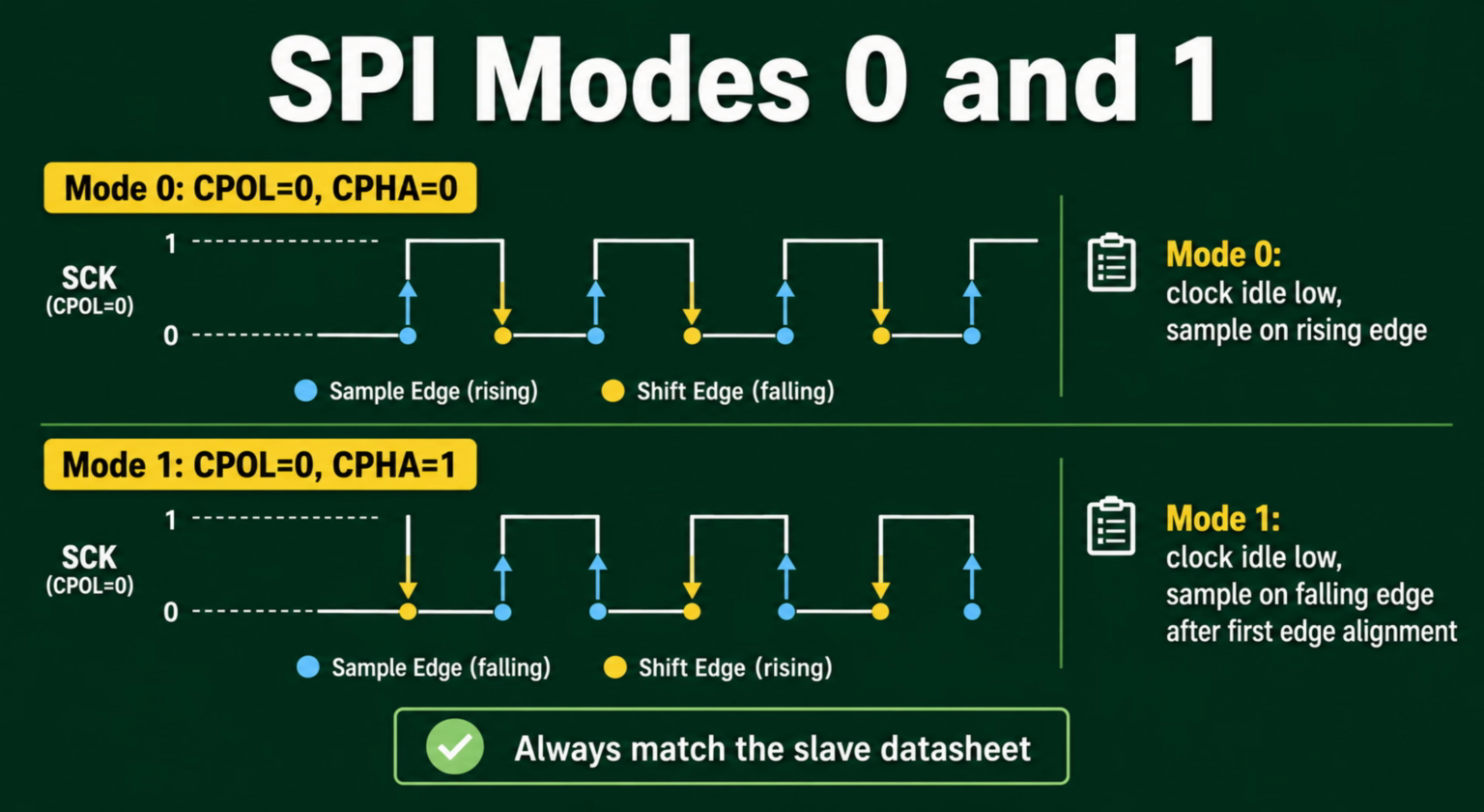SPI mode 1 also uses an idle low clock, but CPHA is equal to 1. In mode 1, the first rising edge is used to shift or prepare the data. The receiver samples the data on the following falling edge. So, both mode 0 and mode 1 have the same idle clock level. The difference is the edge on which the data is sampled. Always check the slave device datasheet before configuring the SPI peripheral. Selecting the wrong phase can shift the received byte by 1 bit.